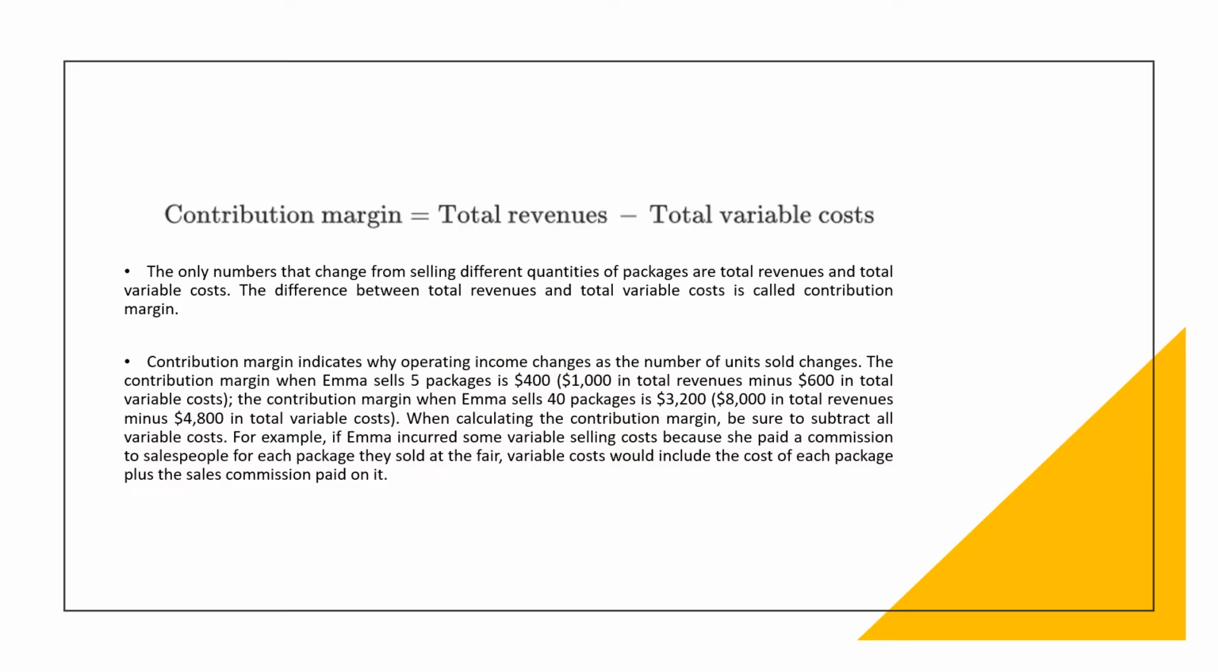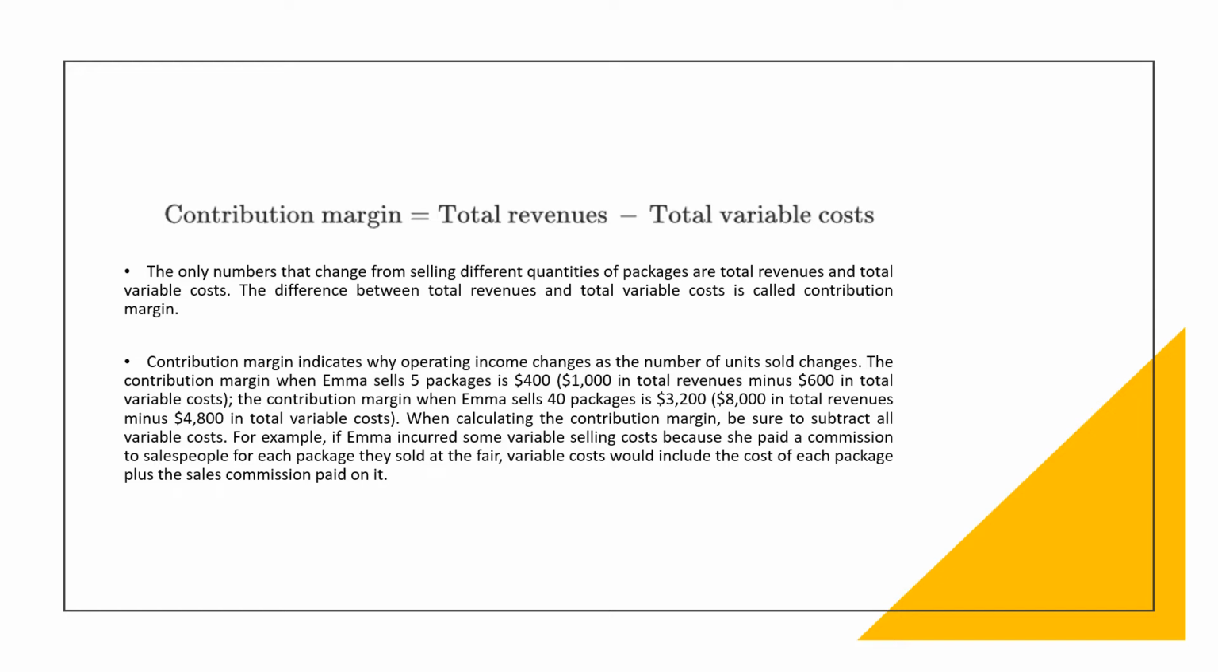So contribution margin is equal to total revenue minus total variable costs. The only numbers that change from selling different quantities of packages are total revenues and total variable costs. The difference between total revenue and total variable cost is called contribution margin. So that's the definition. Contribution margin identifies why operating income changes as the number of units sold changes.